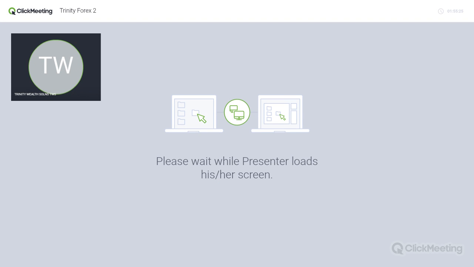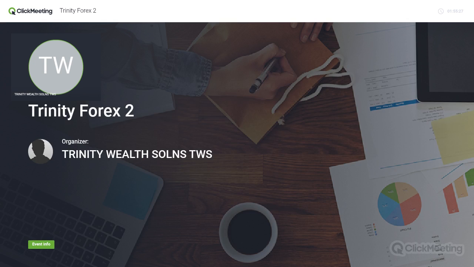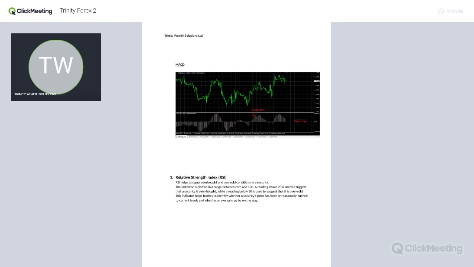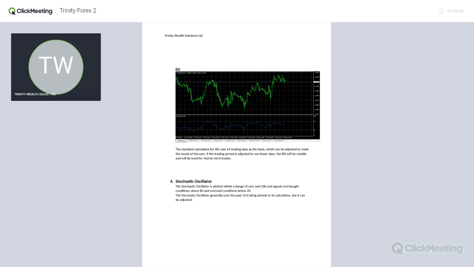So I think with that we need to go back and see the other oscillator and see what it tells us. The stochastic oscillator is plotted within a range of 0 and 100 and signals overbought conditions above 80 and oversold conditions below 20. The stochastic oscillator generally uses the past 14 trading periods in its calculation, but can be adjusted. Okay, so we've just seen that.